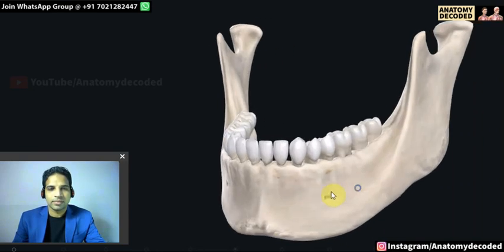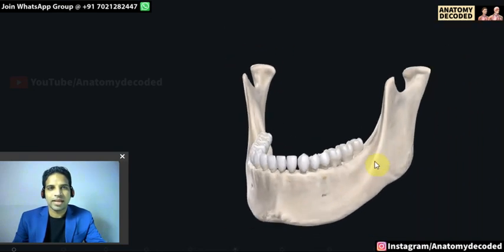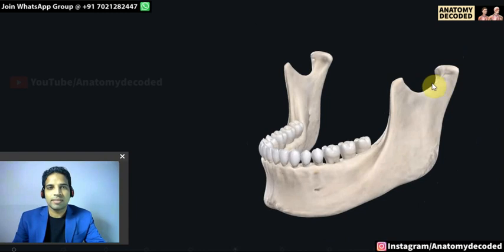Then the mandible is also prone to fractures. The neck of the mandible is one of the common sites for fracture of the mandible.